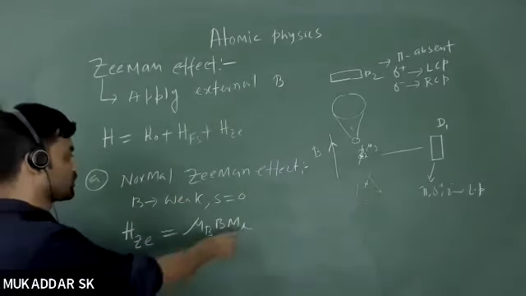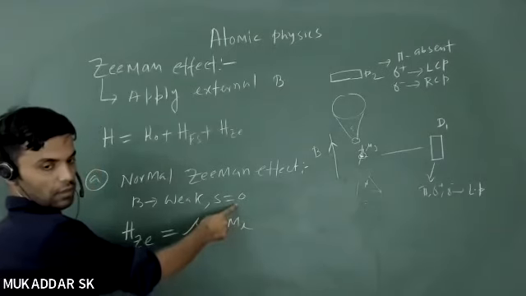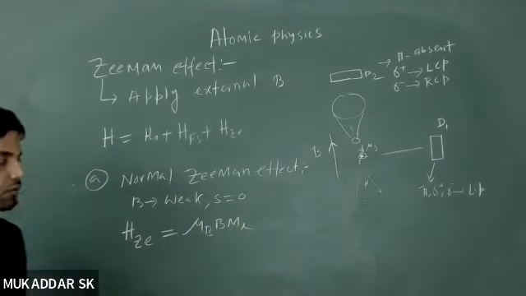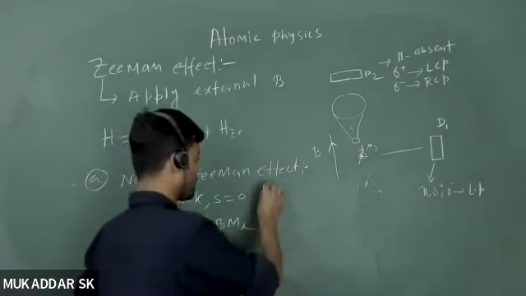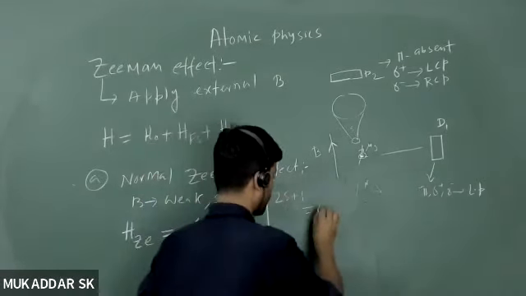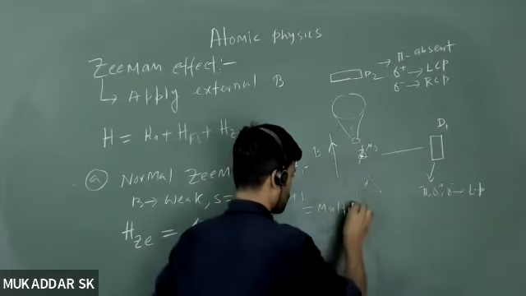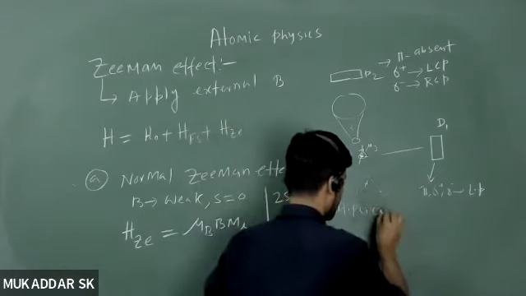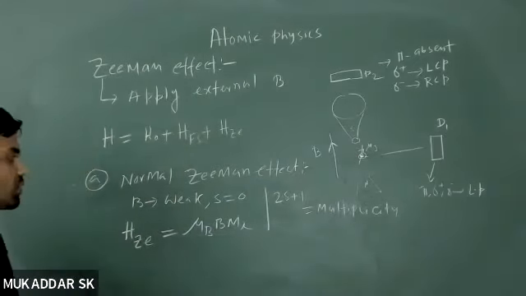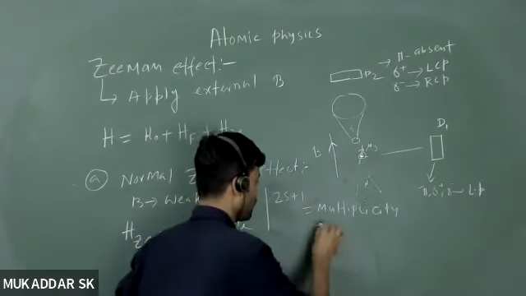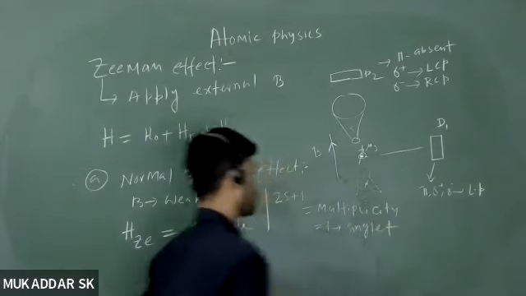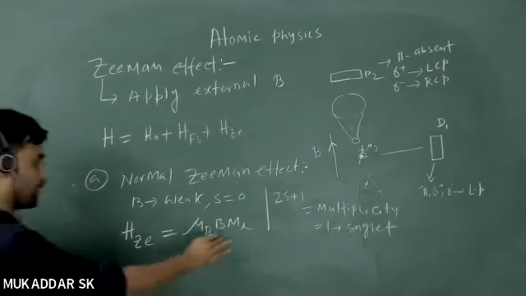Since your spin part is absent here, normal Zeeman effect will only apply for spin 0. Spin 0 is also known as singlet, because multiplicity is defined by 2S plus 1. So when S is 0, you will get multiplicity 1. This is known as singlet. So normal Zeeman effect basically applies to singlet. So this is your interacting Hamiltonian.